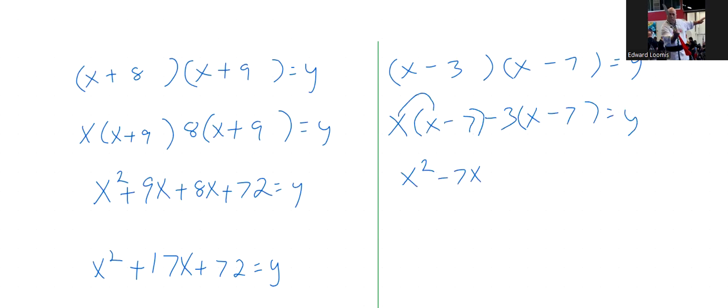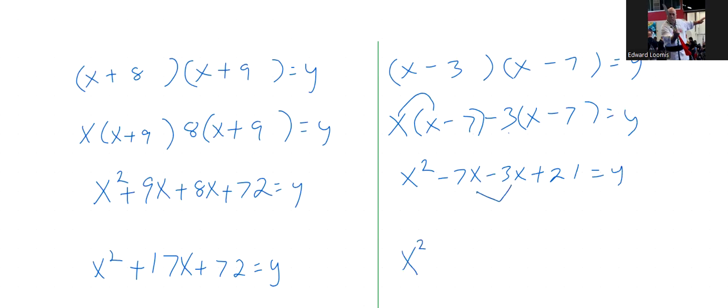3 times x is 3x. Negative times positive is negative. 3 times 7 is 21. Negative times negative makes that 21 positive. So at this point, all we have left to do is combine our like terms. I have no like terms for my x squared, so I'm going to bring it down.